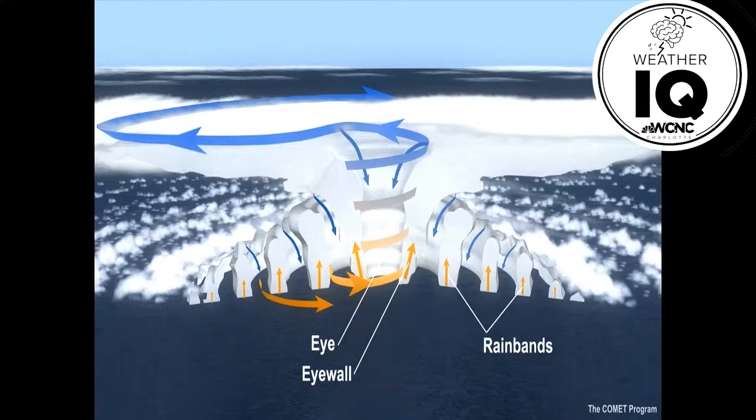Third, we have the rain bands. So just on the outside of the eye wall and pretty much stretching from the center out, you have those rain bands. So if a hurricane is approaching you, you likely will start to experience those rain bands before you actually get to the eye wall or even the eye of the hurricane, if the hurricane is passing directly over your area.